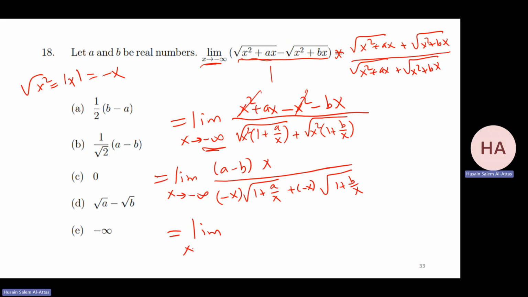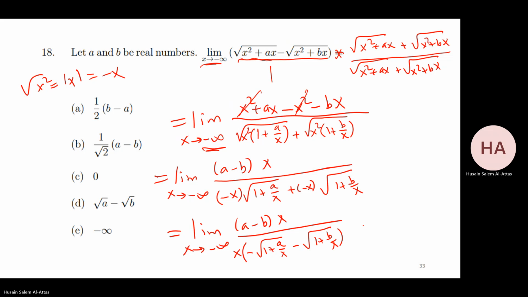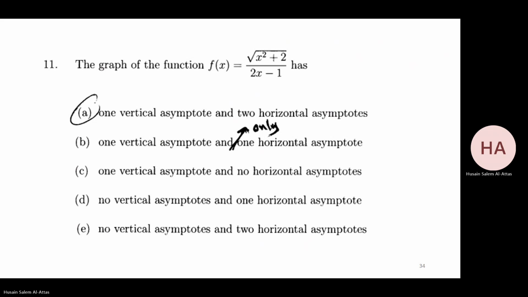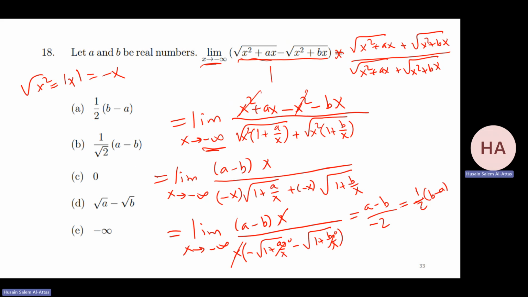So what will happen now? I will take x common factor. What is the remaining? Minus this. Minus this. So this is cancelled. So I'm getting a minus b over what? Minus 1. This is 0. This is 0. So 1 minus 1 minus 1 is minus 2. So it will be half times b minus a. Oops. Half times b minus a, which is this.